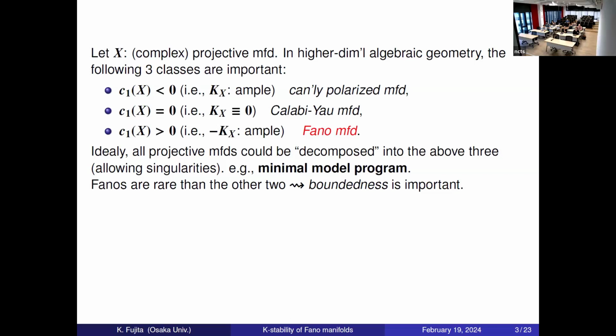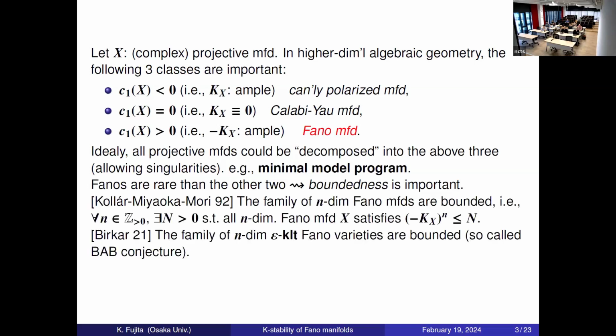One of the typical singularities appearing in the minimal model program is KLT. I will explain what KLT, Kawamata log terminal, is. And I should remark that Fano, the last one, is much rarer than the other two. So one of the important topics about Fano varieties is boundedness. And actually, boundedness of Fano is nowadays well understood in various senses.